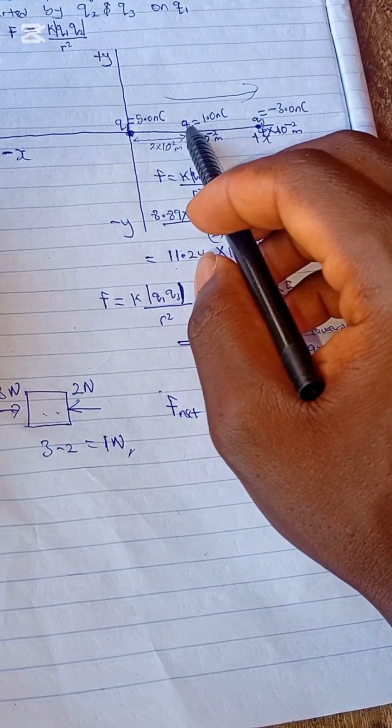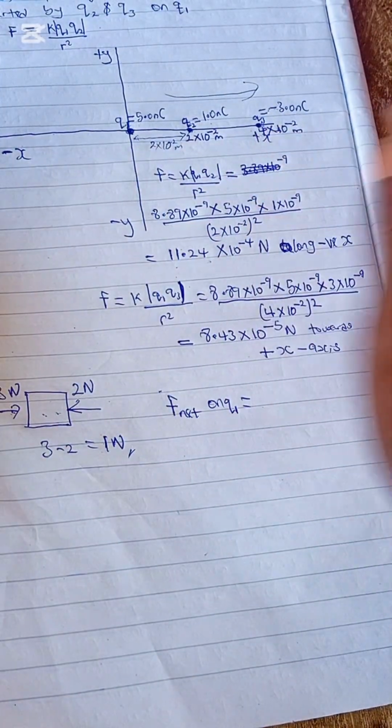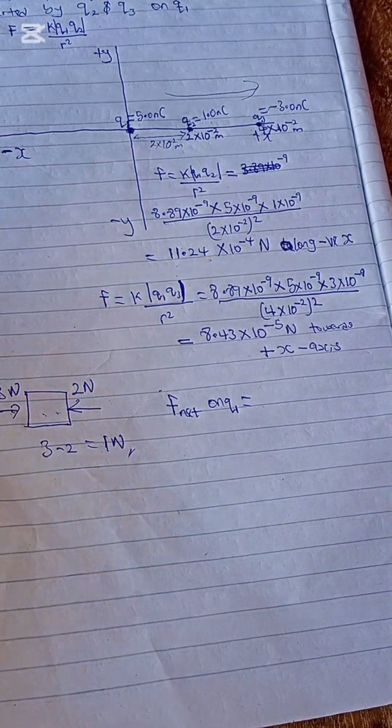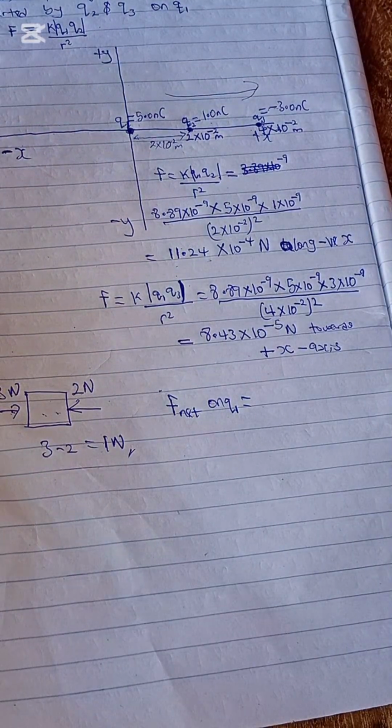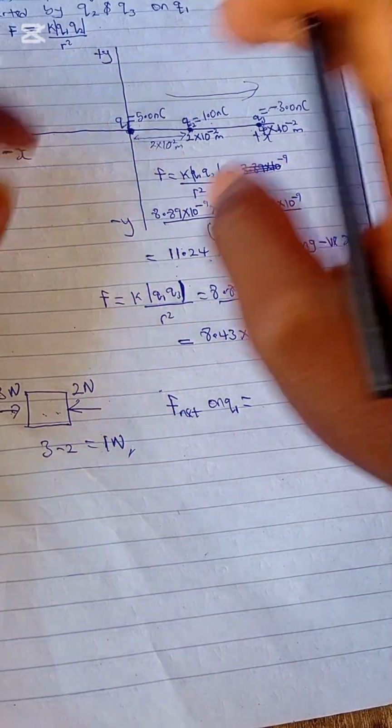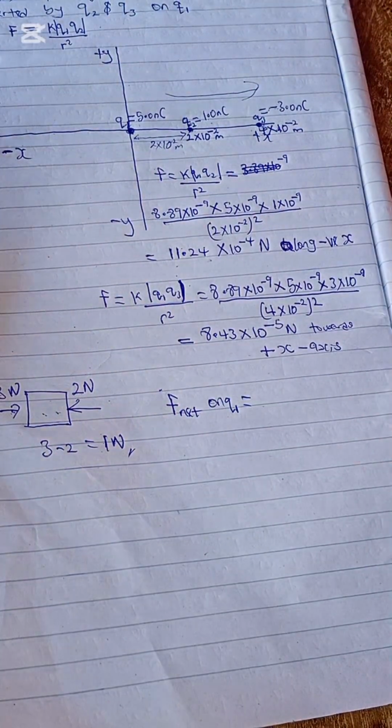This one is pushing it to this direction. This one is attracting it to this direction. They are opposite, so you are subtracting. If they are pushing it towards the same direction or pulling it along the same direction, you are adding. But so far, the direction at which they are acting on Q1 is opposite. You are going to subtract.